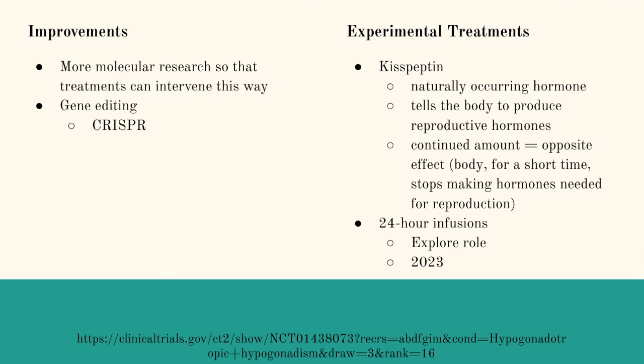And then an experimental treatment that I saw being done currently that I thought was interesting is with kisspeptin, which is a naturally occurring hormone in our bodies that tells us to produce other reproductive hormones. They noted that a continued amount of this can have the opposite effect on a person so that the body stops making hormones needed for reproduction. So what they're doing is giving people 24-hour infusion of kisspeptin to explore its role in the body in reproduction. And this study is expected to come to a close in 2023.